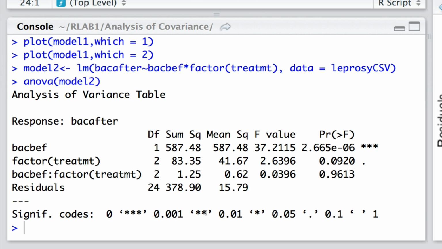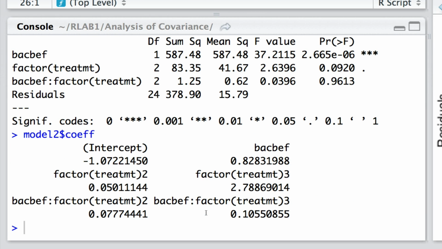Let's have a look at the coefficients though, and here are the coefficients. You'll notice not only do we have a baseline gradient here, but with this interaction these different values will help shape the overall gradient according to the treatment level considered.